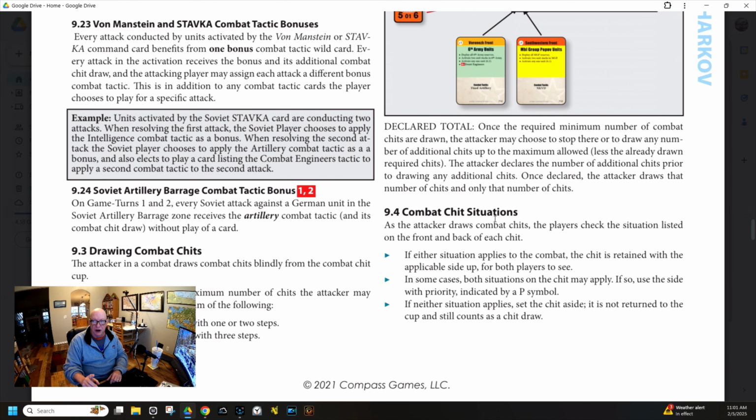Declared total. Once the required minimum number of combat chits are drawn, the attacker may choose to stop there or to draw any number of additional chits up to the maximum allowed, less the already drawn required chits. The attacker declares the number of additional chits prior to drawing any additional chits. Once declared, the attacker draws that number of chits and only that number of chits. So if your maximum was 6 and you say, I'm only going to draw 3 chits, you don't get to go back and do a do-over. You draw 3 chits and that's it.